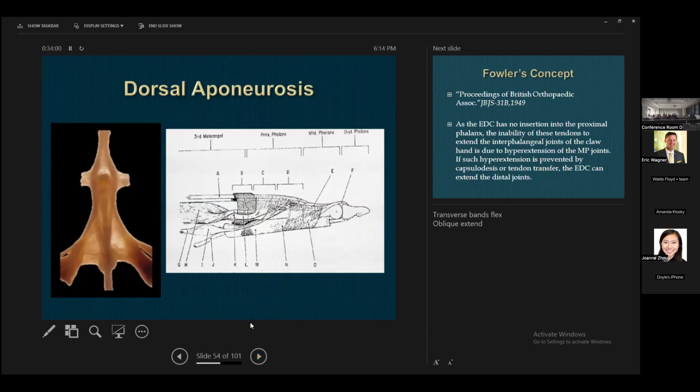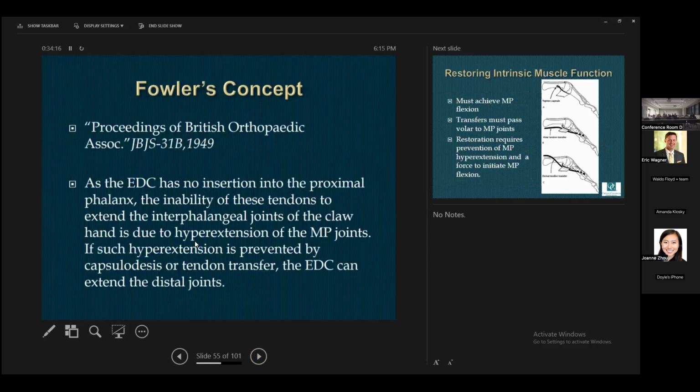Okay, so these are sagittal bands. But my question is, what's this structure?